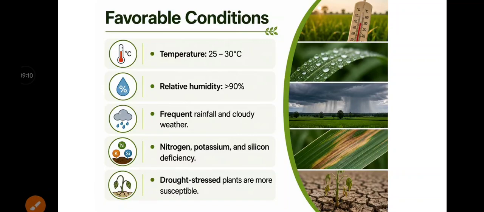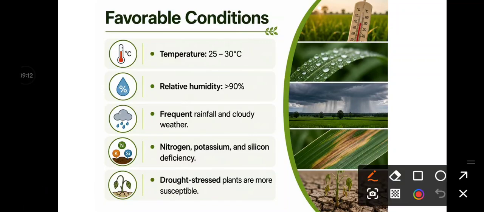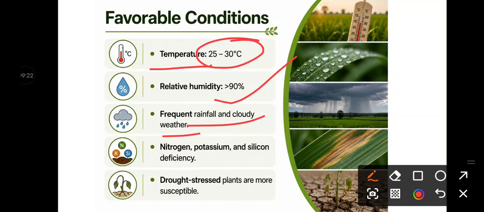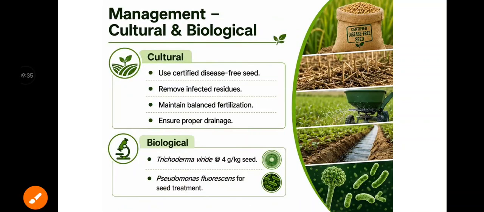Next, the favorable condition. This you have to remember. The temperature favoring the disease is 25 to 30 degrees Celsius, relative humidity more than 90%, frequent rainfall and cloudy weather, then deficiency of potassium, nitrogen, and silicon, and drought-stressed plants are more susceptible. This is the reason behind the Bengal famine. Remember this.